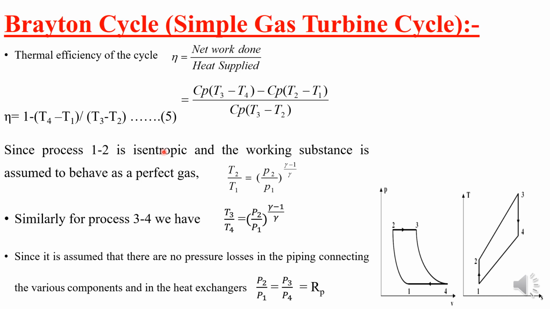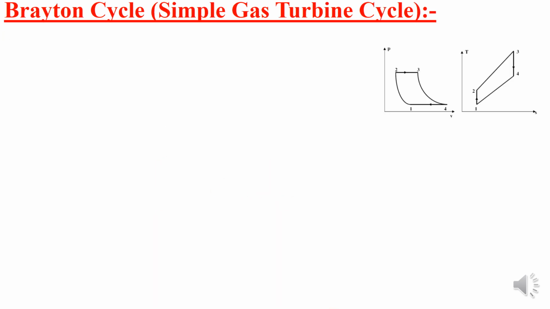What expression will you get after substituting Rp? You will get T2 by T1, which also equals T3 by T4, that equals Rp to the power gamma minus 1 by gamma. From this equation, T2 is nothing but T1 times Rp to the power gamma minus 1 by gamma. Similarly, comparing with this equation, T3 is nothing but T4 times Rp to the power gamma minus 1 by gamma.